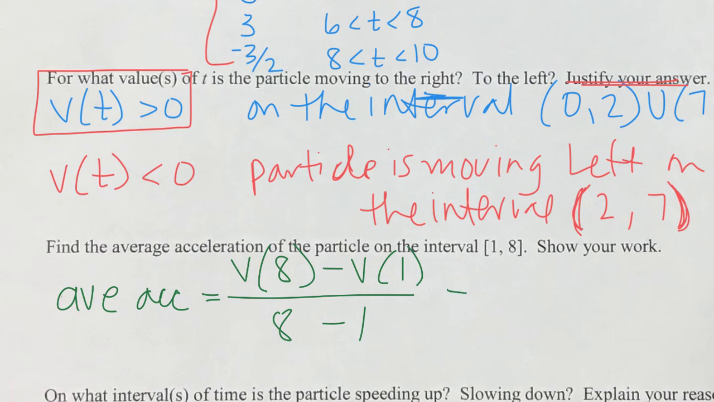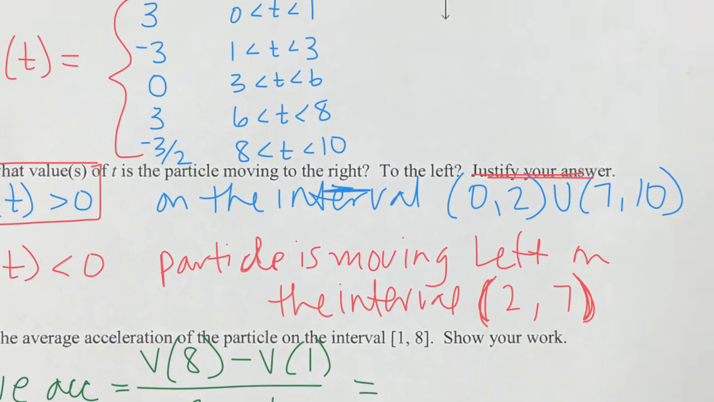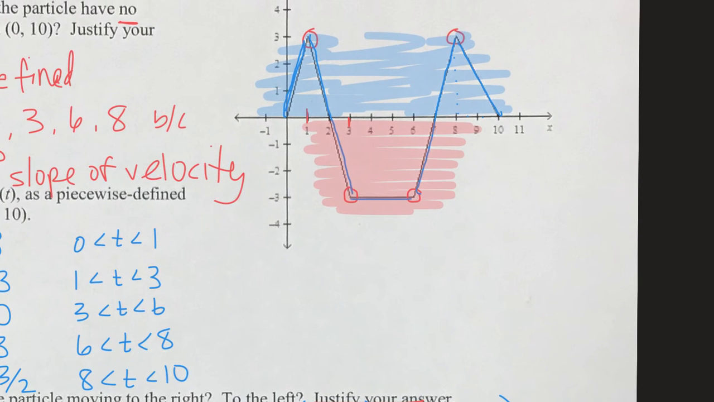Okay, so here's where we go to our graph. What's the velocity at time 8? The velocity at time 8 is 3, because the y value up here is 3 when our time equals 8. And at 1, what's the velocity? The velocity is also 3. That's the y value, right? This is a time/velocity graph, so we have time as x and velocity as y.